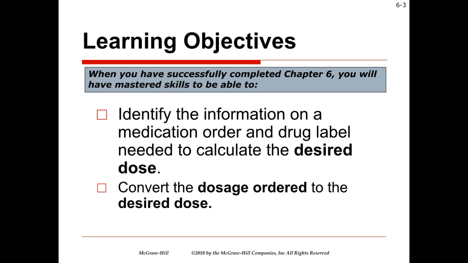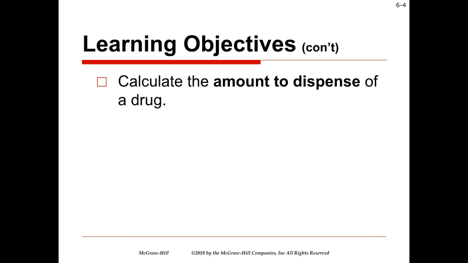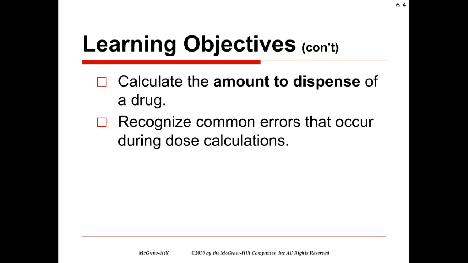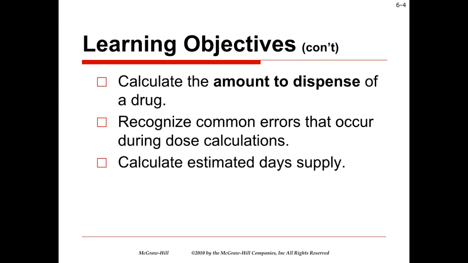Also, convert from the ordered dose to the desired dose. So the doctor may order something in grains, but we only have it in milligrams. So how to convert those things. Also, to calculate how much to dispense. So maybe we need to give how many pills or how many milliliters. And then to recognize common errors that can happen during calculation, and then calculate and estimate daily supply. So how many pills are they going to need to take in a whole day?